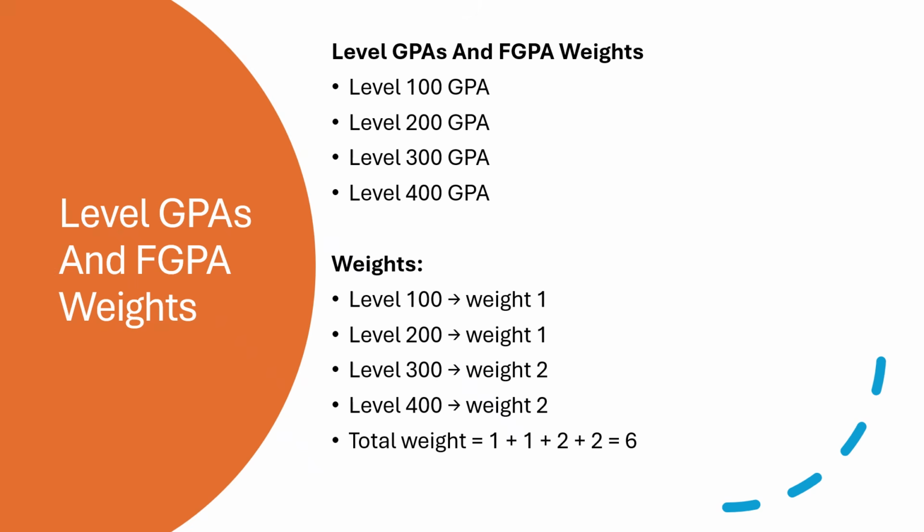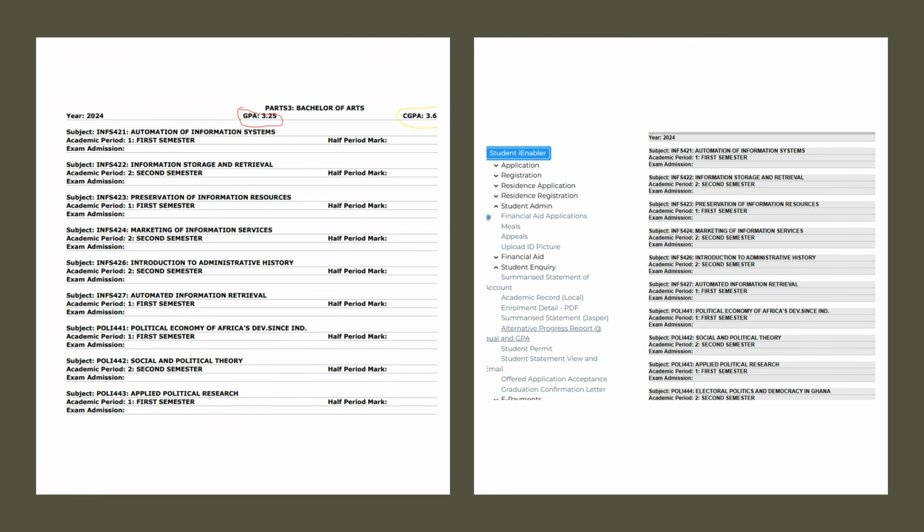So the level GPA and the FGPA weight. Level 100, 200, 300, 400, that's how we've taken it. And then the weight over here is that, as I said, level 100 is 1, level 200 is 1, level 300 is 2, level 400 is 2. So the total weight is what? 1 plus 1 plus 2 plus 2, which gives us 6. Keep that in mind for the GPA. It's nothing difficult. Don't let the math bore you. Just a simple thing.